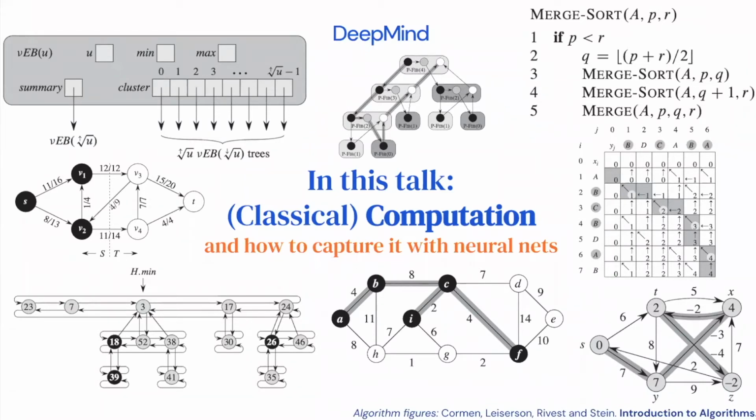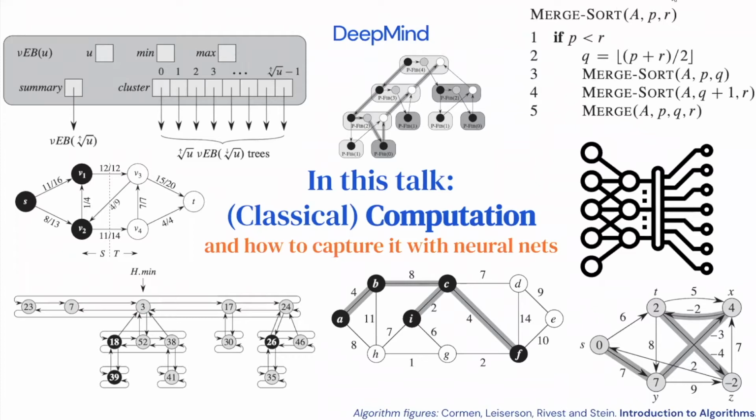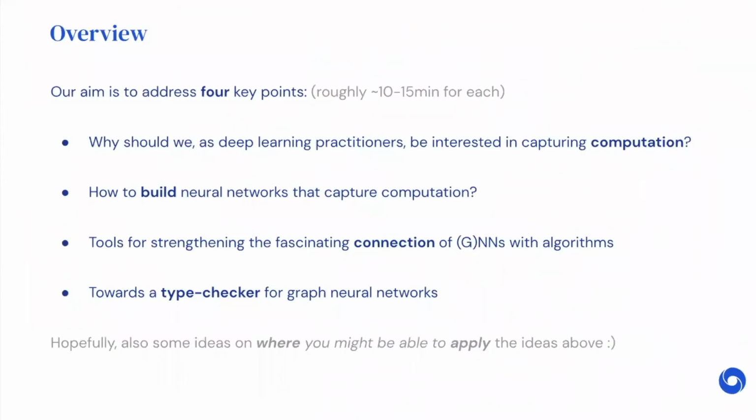And specifically because we are interested in deep learning approaches, we might be interested in how we can take some of these concepts from classical computation and then capture them using neural networks. And the rough overview of how this discussion is going to go is we're going to go through 4 key points, and I hope to take about 10 or 15 minutes for each of them.